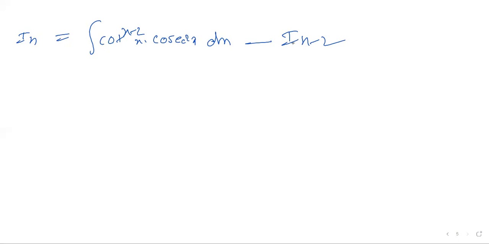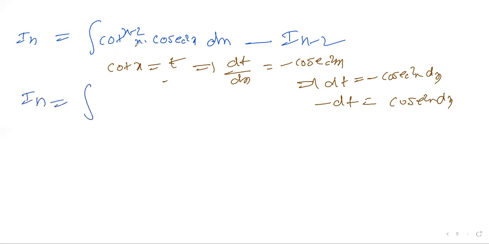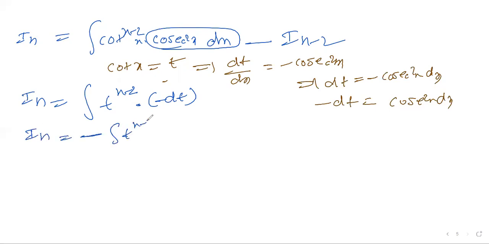Next step, what you have to do: take cot x is equal to t. So dt by dx: the derivative of cot x is minus cosecant square x. Similarly from this you can say dt is equal to minus cosecant square x dx. The minus you can take out, so cosecant square x dx is equal to minus dt. Now resubstitute all your values. In is equal to t power n minus 2, and cosecant square x dx is equal to minus dt. Clear? So In is equal to minus of the integral of t power n minus 2 dt.